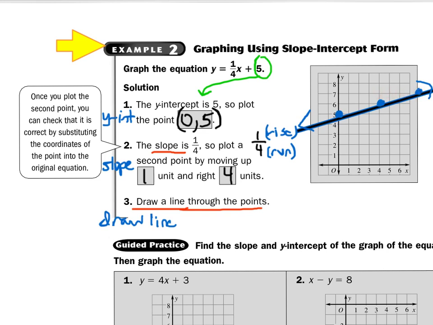Okay? Once you have a few points, some people say, how many do I have to draw? I usually draw as many as I can fit on the coordinate plane. And then you just draw a line through the points. So I drew my line through these points, and I put arrows on both ends. It's a really fast way to graph.